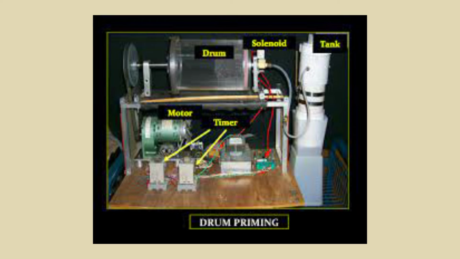And last but not least is the drum priming process. Drum priming is the process when the seeds are hydrated by placing them into a rotating drum into which a controlled level of water vapor will be released. These are all the important components needed to undergo the drum priming treatment, for example motor, timer, drum, solenoid, and tank. Drum priming treatment is different compared to other treatments because this is the only treatment that uses technology inside.